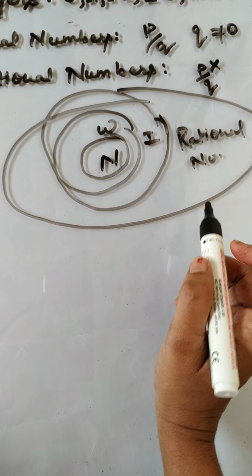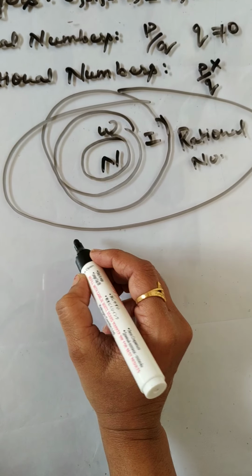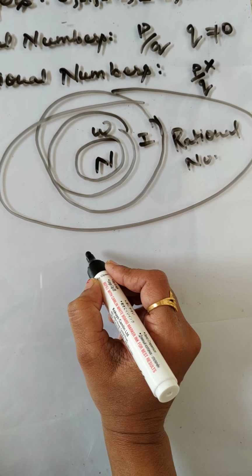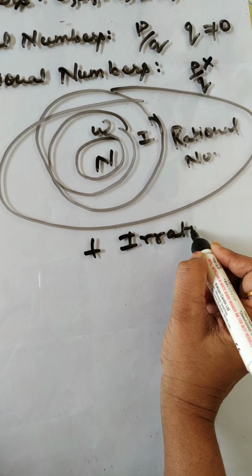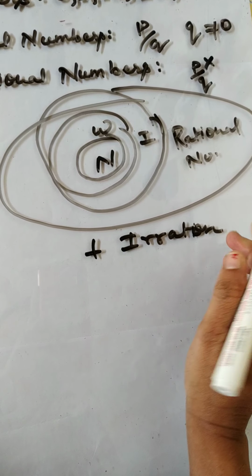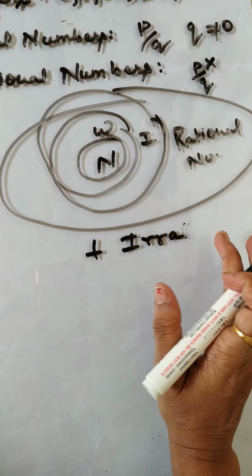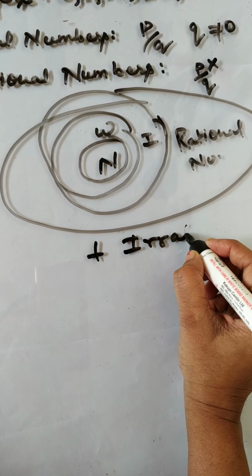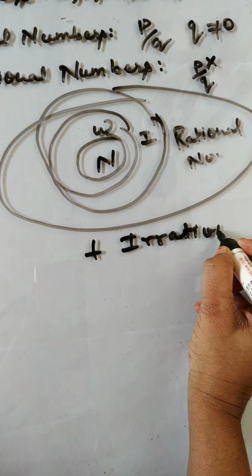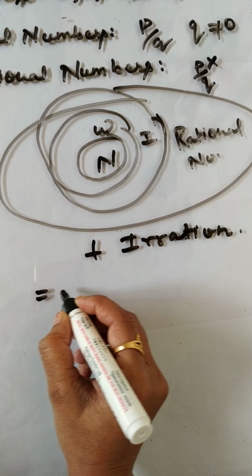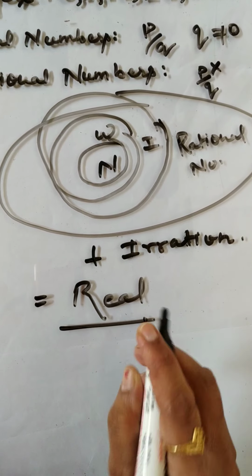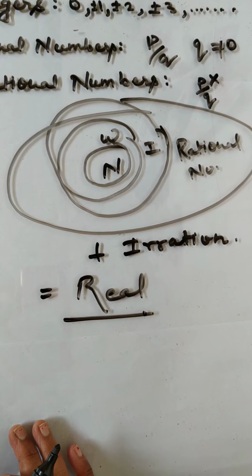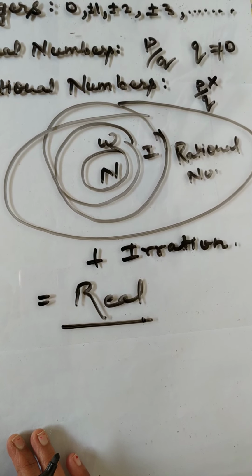When rational and irrational numbers are together, that means the set of rational and irrational numbers is known as real numbers.